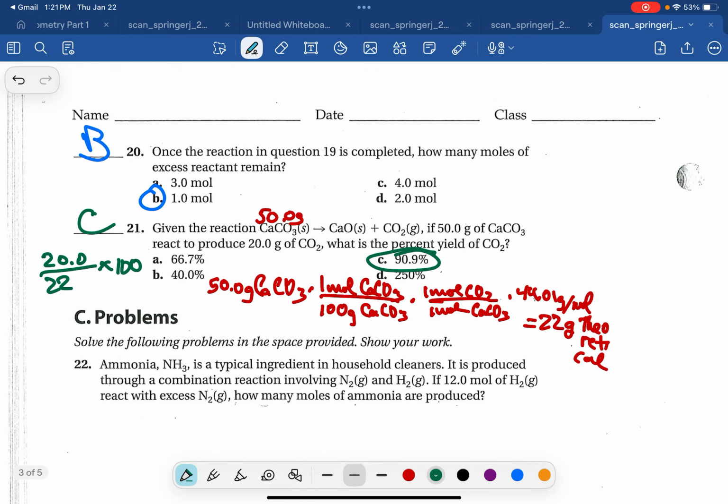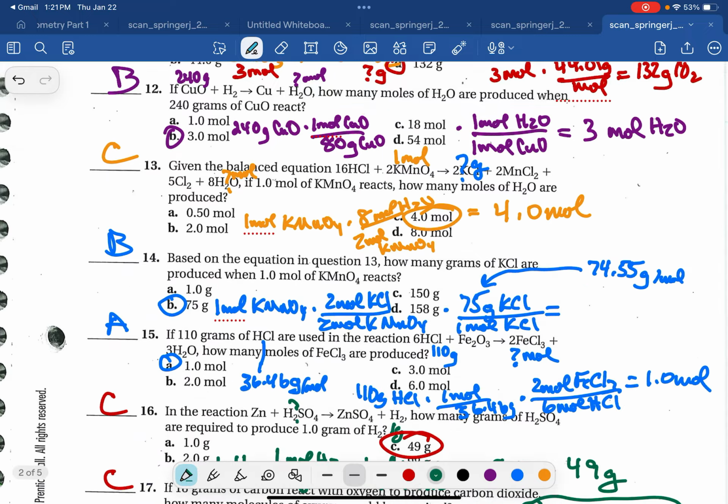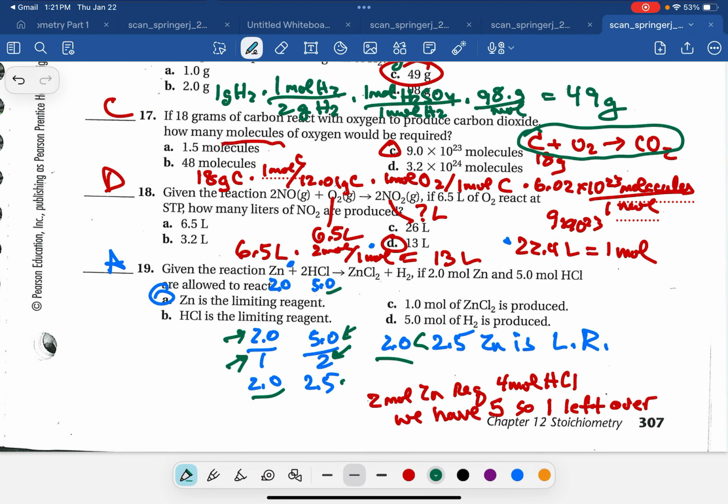Number 20, and we're going to come back to this problem. It says once the reaction is complete, and number 19, how many moles of excess reactant remain? Well, we go back here. We used 2 of the 2.5. That leaves half a mole? No, half a mole times the 2 as we go back up. So it would be 1 left over.